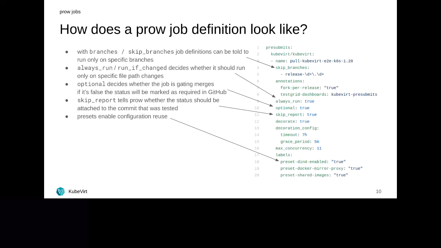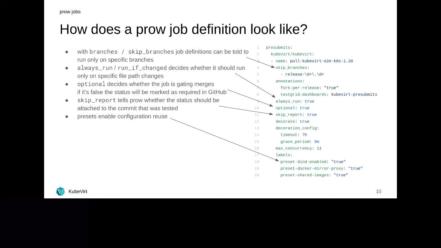Then the optional flag is required for telling Prow, or telling the system in general, whether this job execution or this status is required for a merge to be enabled or not. And at last, skip report tells Prow whether it should propagate the status from the Prow job run to GitHub and attach it as a status to the commit.